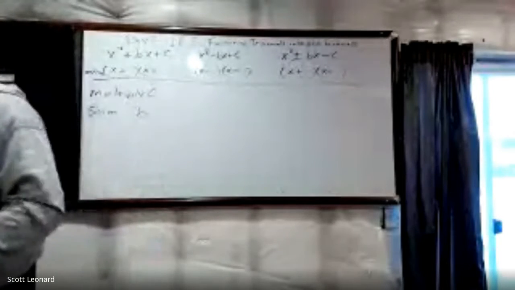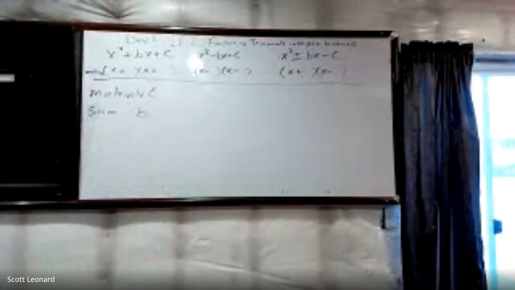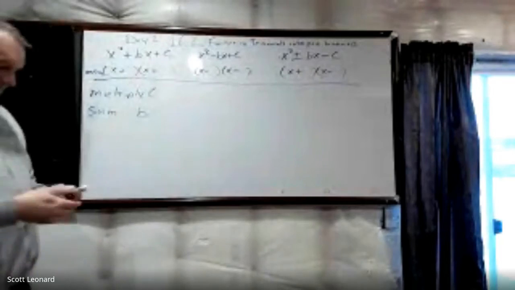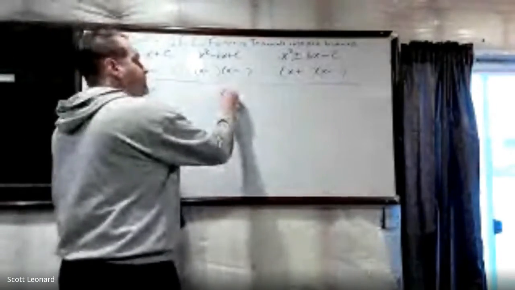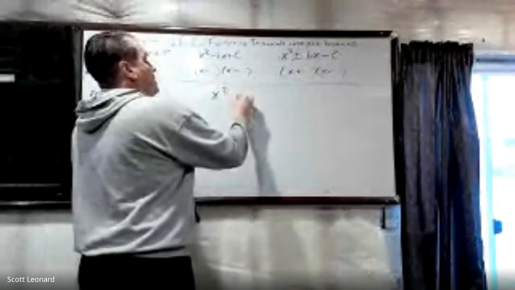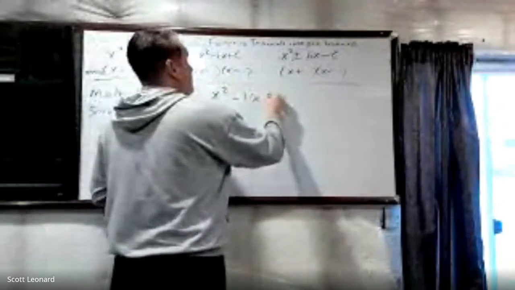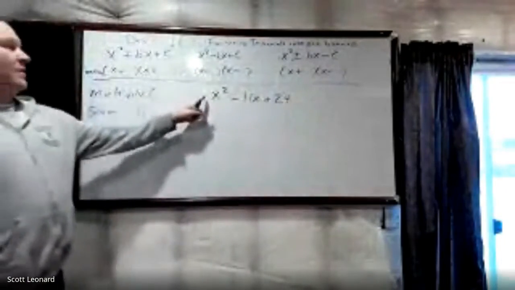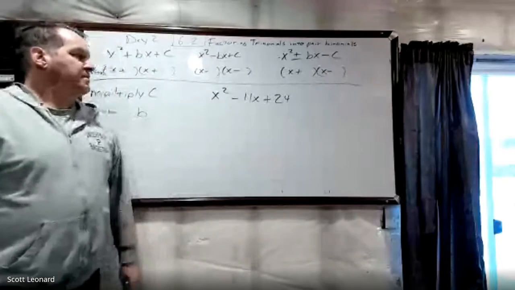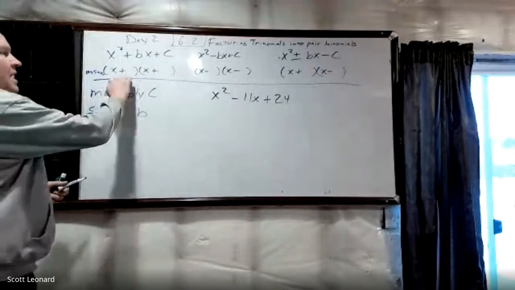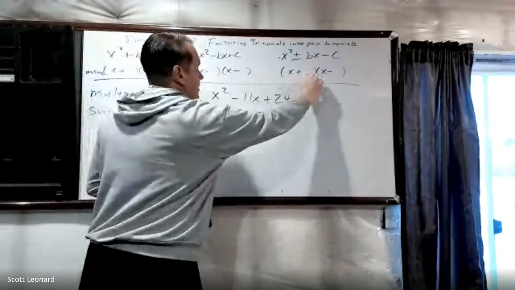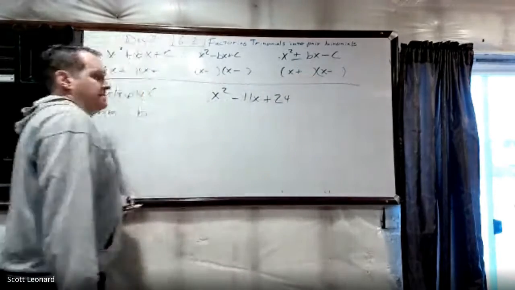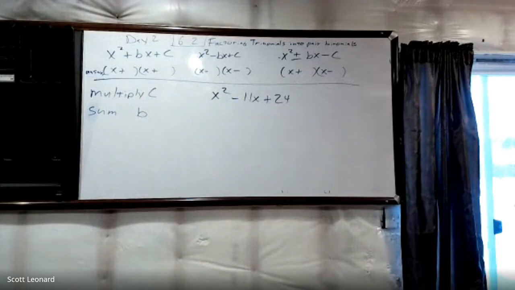So, first problem I'm going to give you is a practice problem. I'm going to do x squared minus 11x plus 24. Okay? So, once again, I don't have an A value here. I have a B and a C value. What I want you to do right now is I want you to pick out which set of answers am I going to use. X plus, X minus, or X plus, X minus. So take a minute, see if you can figure that out.